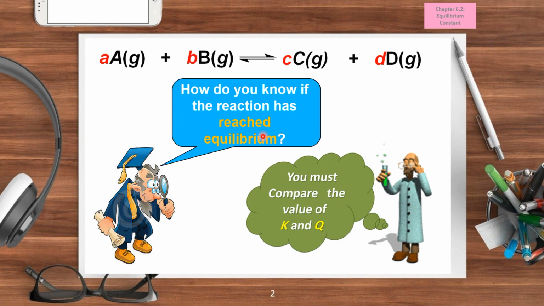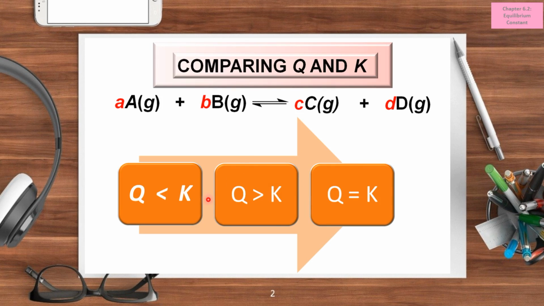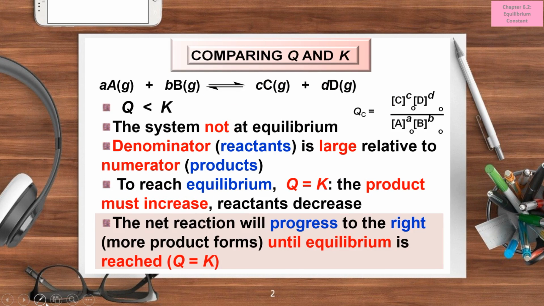Next, the question is, how do you know if the reaction has reached equilibrium? What should we do? You must compare the value of K and Q. When comparing, we get three cases: whether Q is smaller than K, or Q is bigger than K, or Q is equal to K. So what is the meaning of these three cases? Now we refer to this.